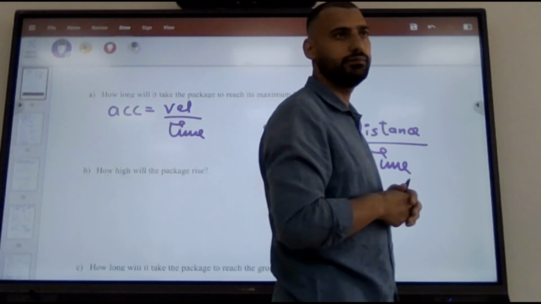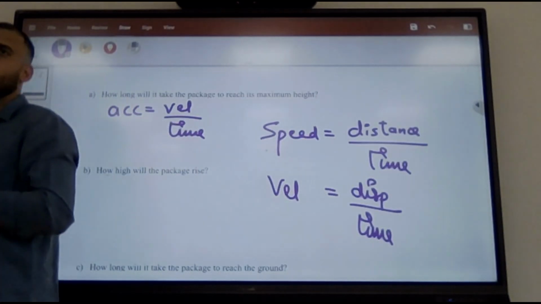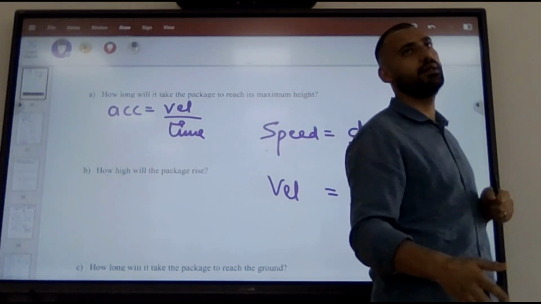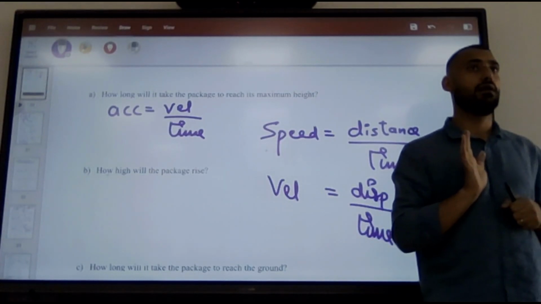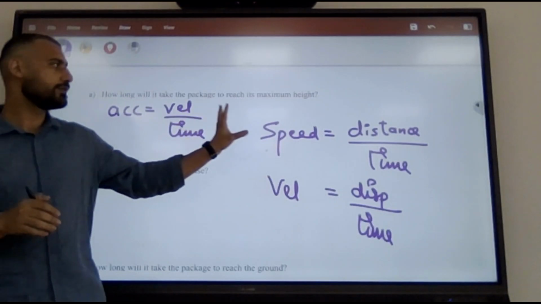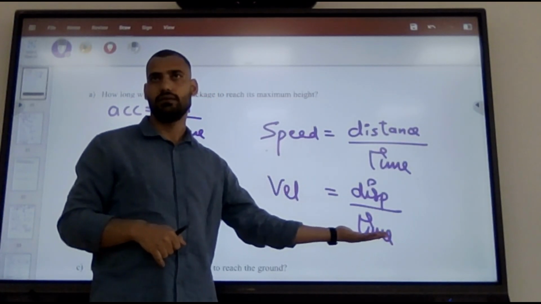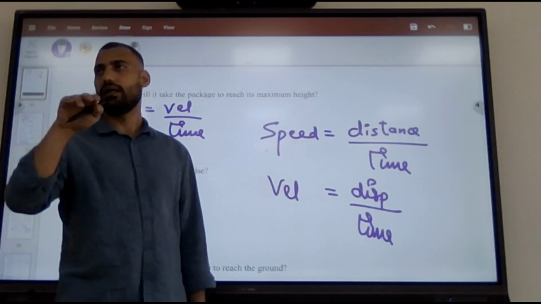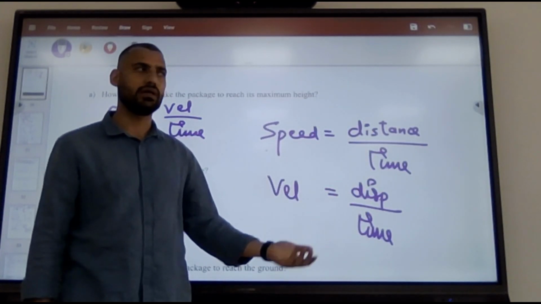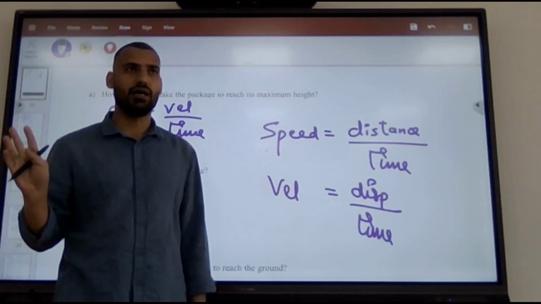Speed and velocity are what? The slopes of distance or displacement time graph in 1D. In 1D, okay? Because in 2D, the two are different. Speed will only be calculated from this, and velocity will only be calculated from this, okay? In 1D, one dimension, motion in 1D. Because in 1D, distance and displacement are the same, right? That's why. Is it clear? Any doubt?